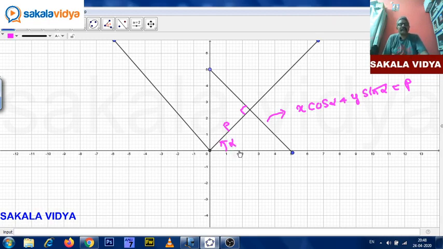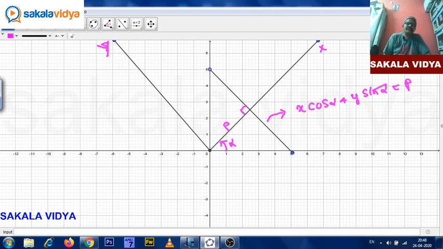Now, the axes are rotated by angle alpha. This is the new axis. This is capital X. This is capital Y. You see now, this is the required equation. The required equation is parallel to the new Y axis and at a distance of p.